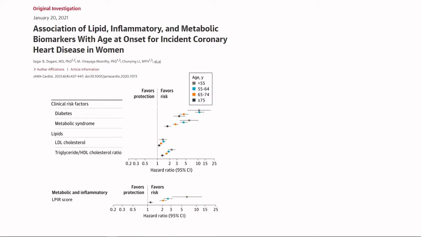First, I wanted to review this article published in January 2021 in JAMA Cardiology that compared over 50 anthropomorphic measurements and metabolic markers to heart disease. This data was taken from the Women's Health Study, which had a total of just over 28,000 subjects. The median follow-up time was 21.4 years, with baseline data obtained in 1993 and patient follow-up through 2017.